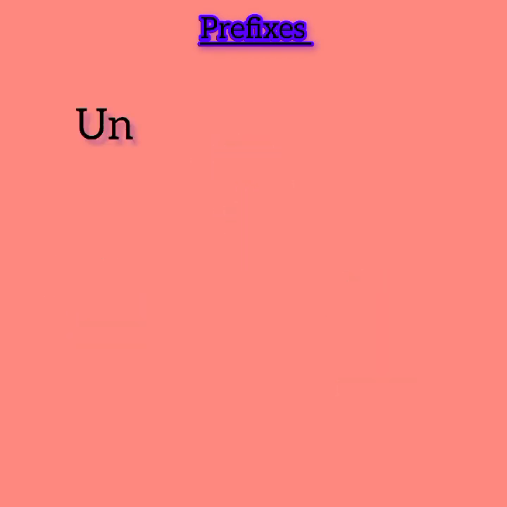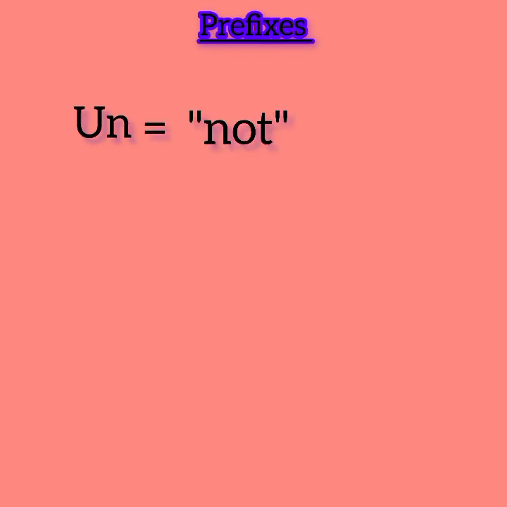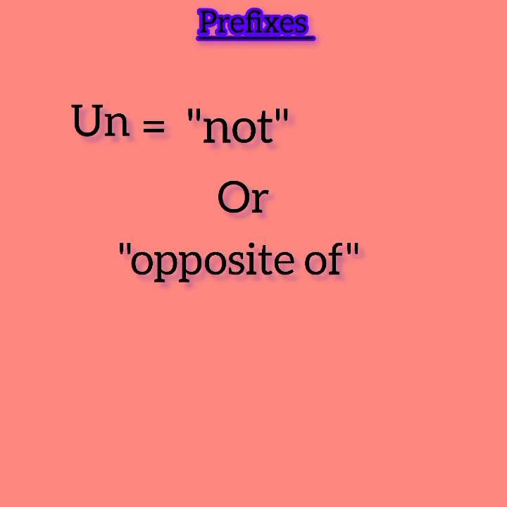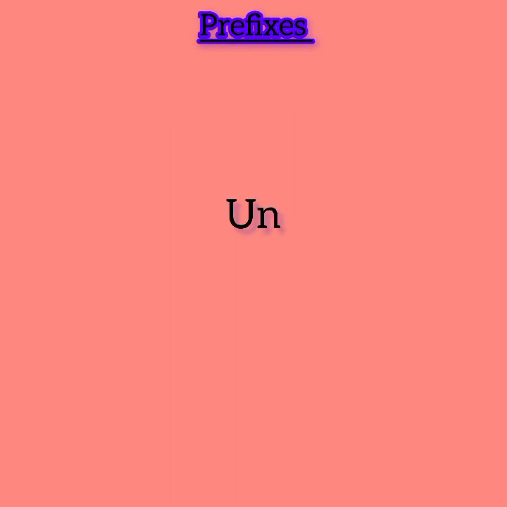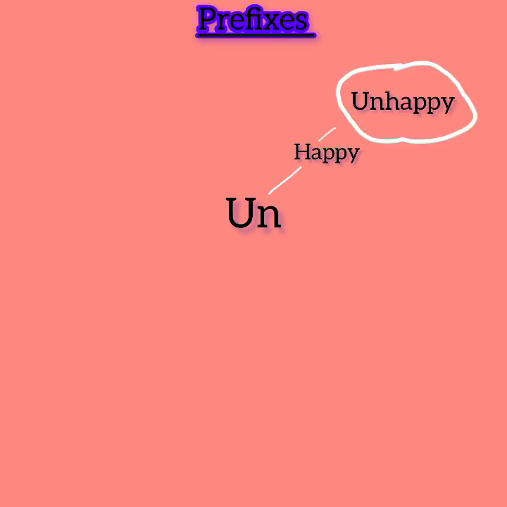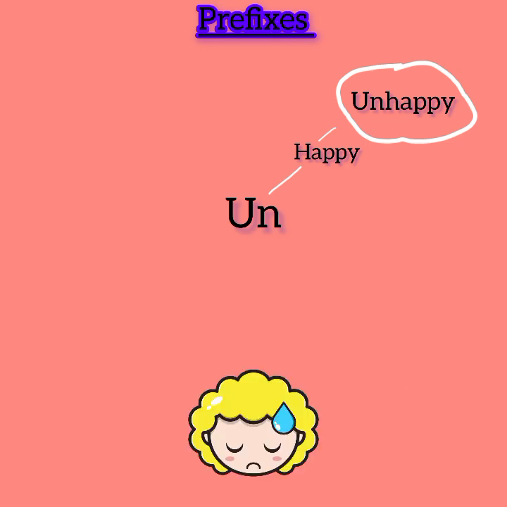Let's start with the prefix un. It's the most common prefix. The prefix un means not or opposite of something. So the prefix un shows the absence of something. For example, adding un to happy creates its antonym, which is unhappy, and it means not happy. For example, we can say that Sarah is not happy with her result, or we can say Sarah is unhappy with her results.